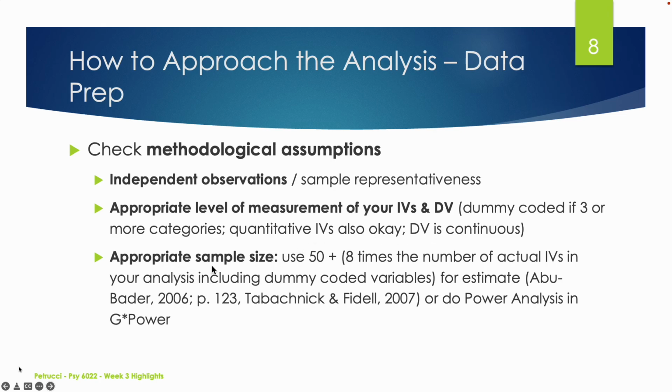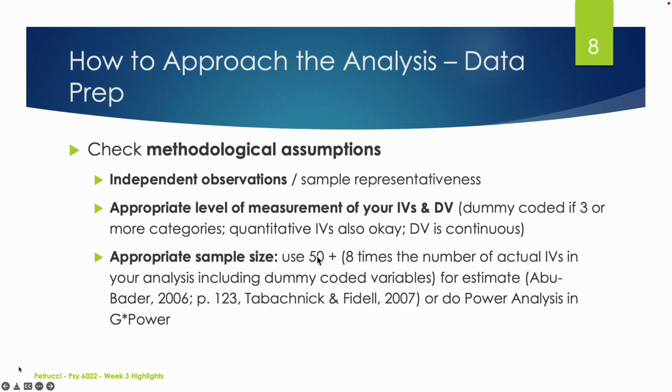We also want to be sure we have an appropriate sample size. So one convention that's used is to do a quick computation of 50 plus 8 times the number of actual independent variables to see if the ratio of cases to variables is okay for your sample. So let's say we have 4 independent variables. 8 times 4 is 32.